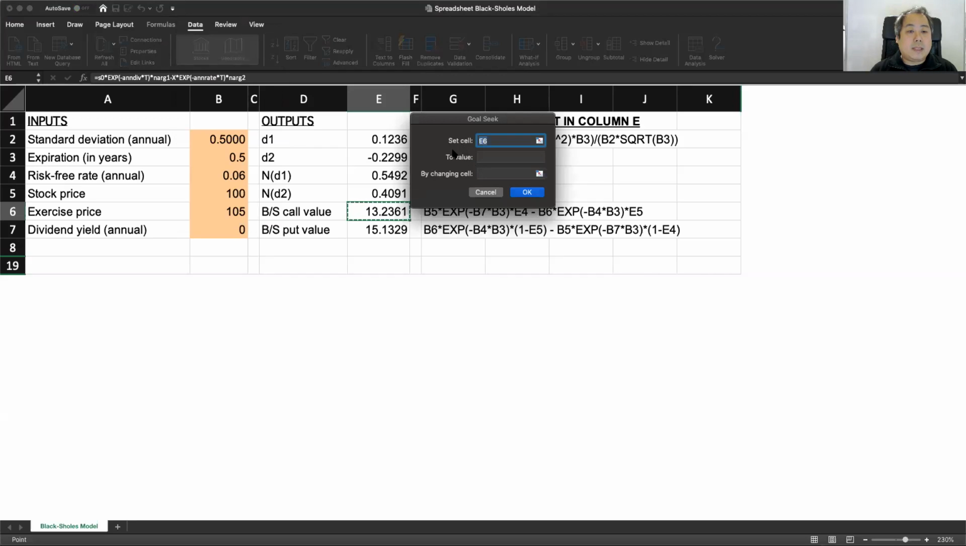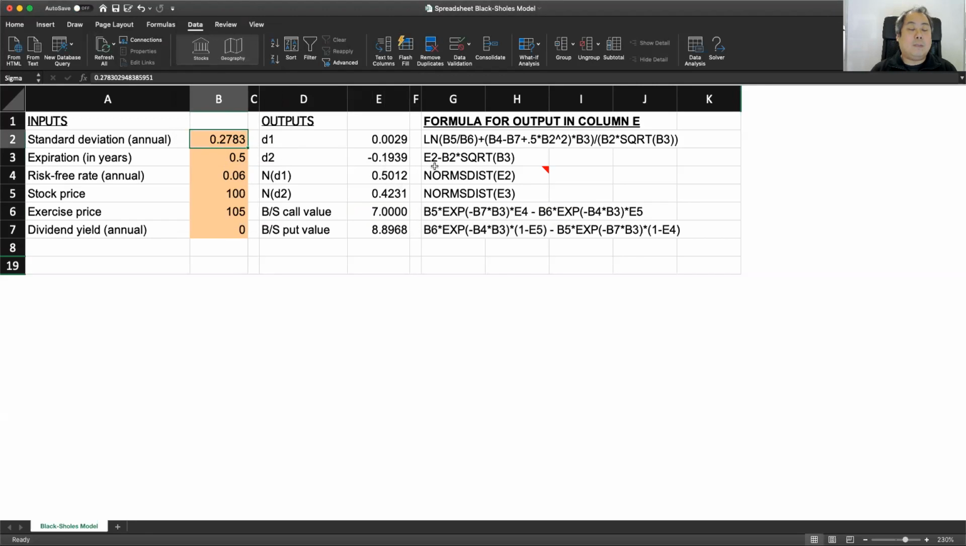Now we set this cell equal to 7. So we know that the value of this option is 7. And we want to know these values, okay? Then it actually calculates the implied volatility, solving this equation, basically. 0.2783 will be the standard deviation.